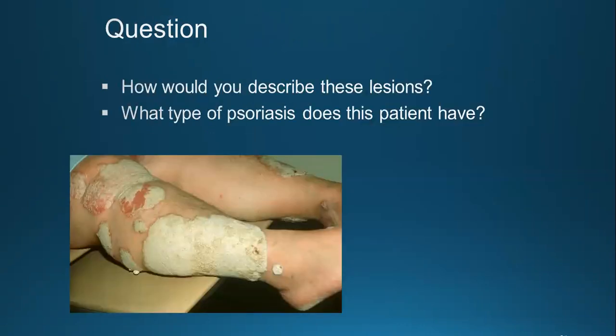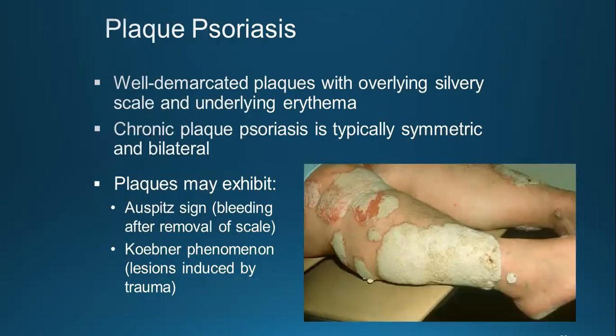Now, how would you describe these lesions? What type of psoriasis does this patient have? This patient has chronic plaque psoriasis with silvery white scales. That is the salmon colored plaque with large silvery white overlying thick scales. This is plaque psoriasis, which is the most common type of psoriasis. Well-demarcated plaques with overlying silvery scales and underlying erythema. Chronic plaque psoriasis is typically symmetric and bilateral.